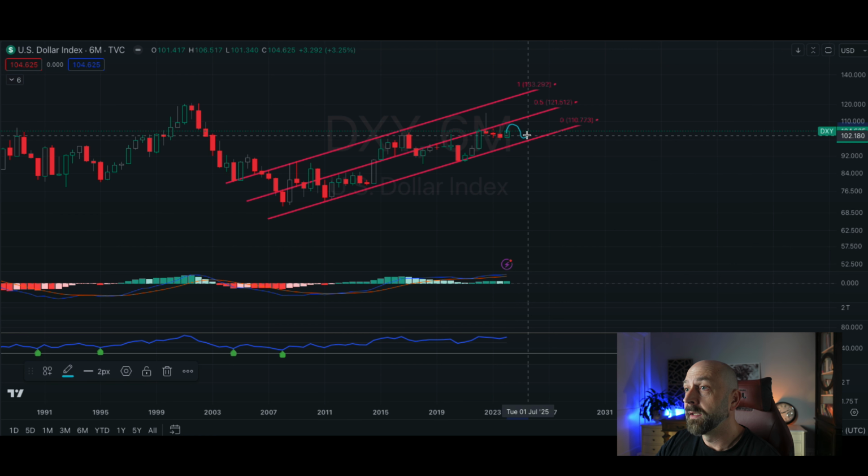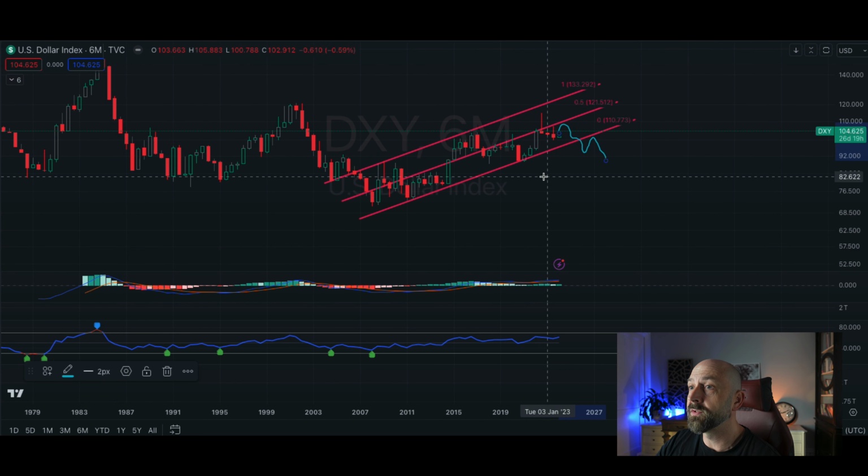If we break below it, which would play out over a period of time, we retest this and break below this level, and then maybe come up and retest it, I would think that we could be looking at significantly lower levels, and it would mark a considerable pullback with the US dollar index.